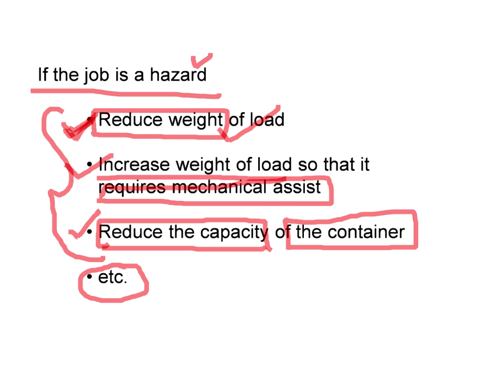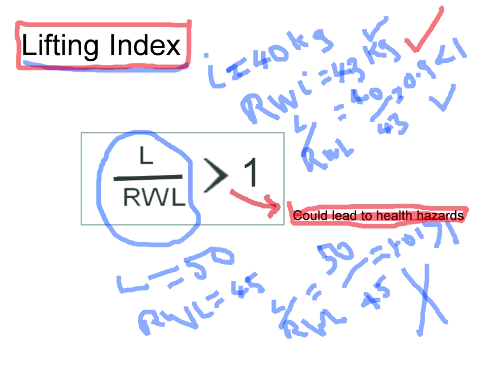And also, if it is not possible to reduce the weight of a job, you can go for mechanical assistance to lift the job. Don't allow the labor to lift. And then also you can use hand tools to lift them, something like that. And then finally, before deciding, the optimum load is nothing but the recommended weight limit.